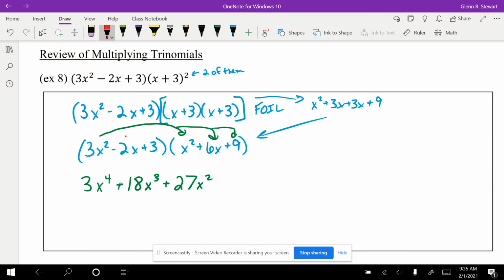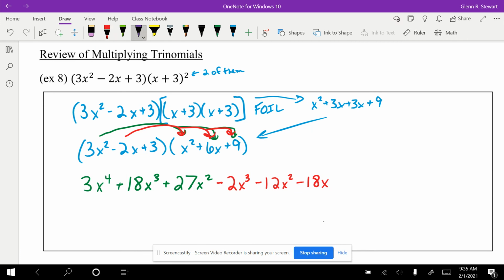Next step I'm going to do in red, like I said, to help color code. I'm going to multiply by negative 2x to x squared, 6x, and 9. So negative 2x times x squared is negative 2x cubed. Negative 2x times 6x is negative 12x squared. And negative 2x times 9 is negative 18x.